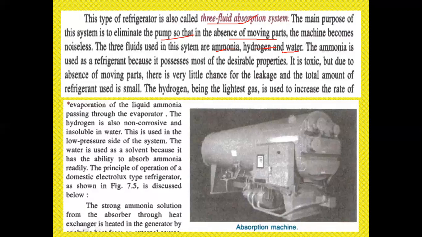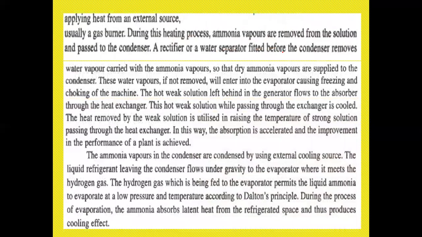The principle of operation of a domestic Electrolux type of refrigerator is shown in the figure. Now, the strong ammonia solution from the absorber goes through the heat exchanger and is heated in the generator by applying heat from an external source.